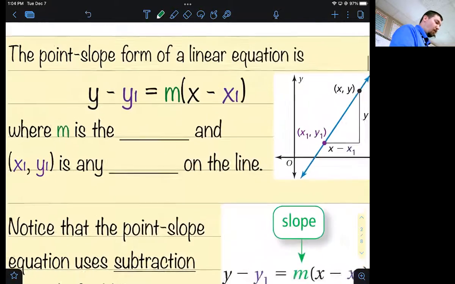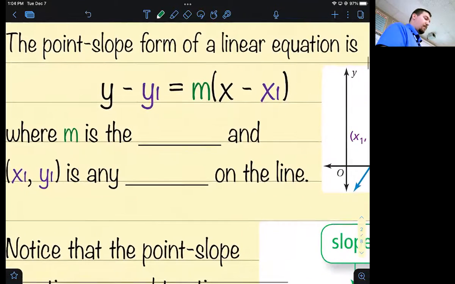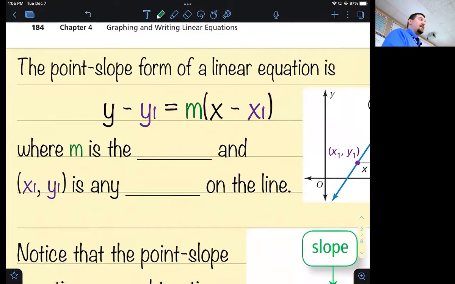The point slope form of a linear equation is y minus y1 equals m parentheses x minus x1. You have 2 days to memorize this. You'll need to know it for some of your quiz questions. Now, m stands for the same m that we've been using all chapter. What's m stand for? The slope.